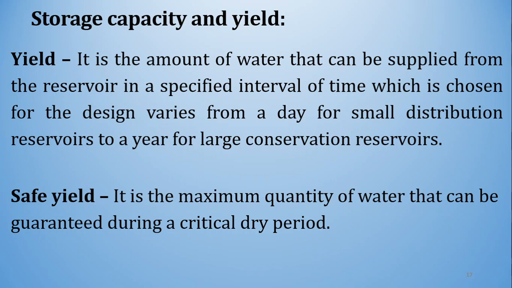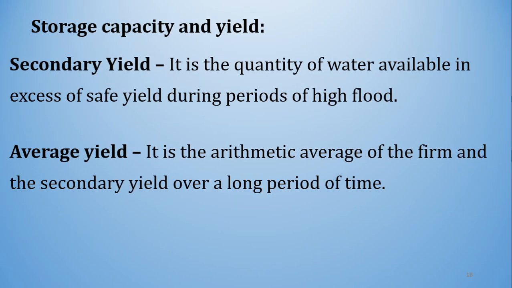Then safe yield. It is the maximum quantity of water that can be guaranteed during the critical dry period. Secondary yield. It is the quantity of water available in excess of safe yield during the periods of high flood. Average yield. It is the arithmetic average of the firm and the secondary yield over a long period of time.